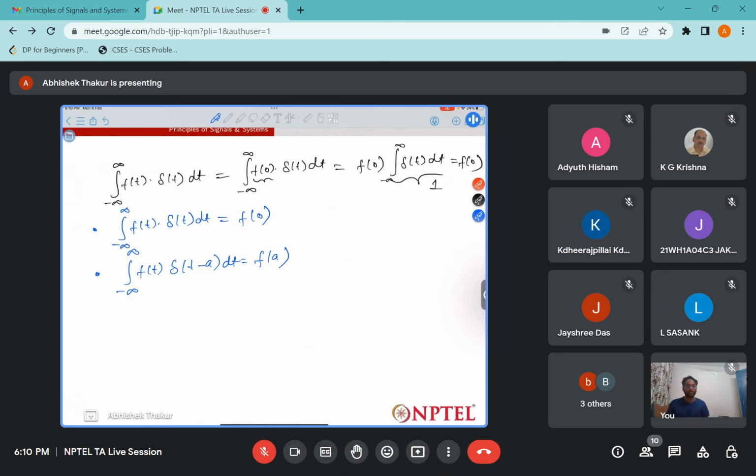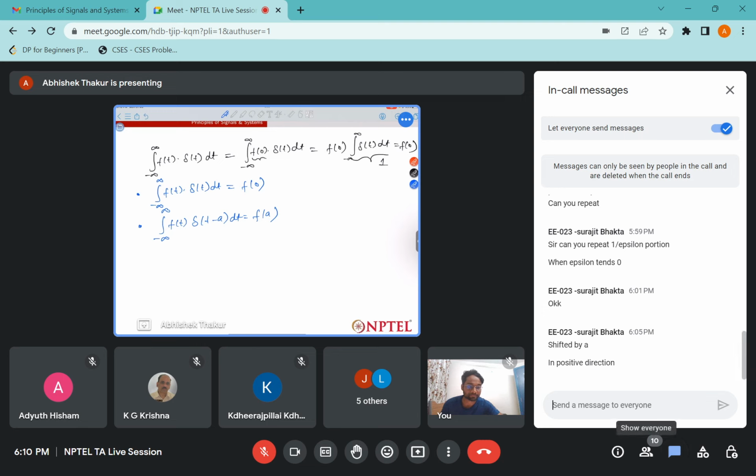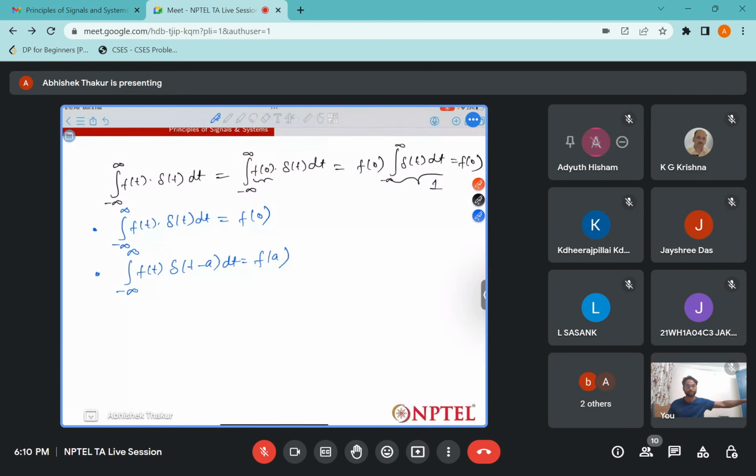Now we will see some of the important relations between unit functions. Till now, if you have any doubt, then you can ask. Do you have any doubt? If you have any doubt, then you can ask me either in the chat box or you can unmute yourself.